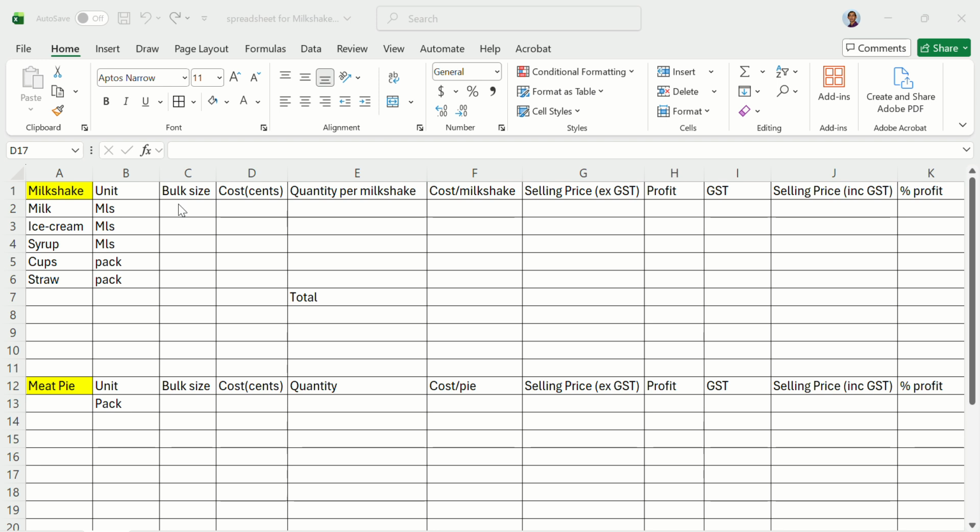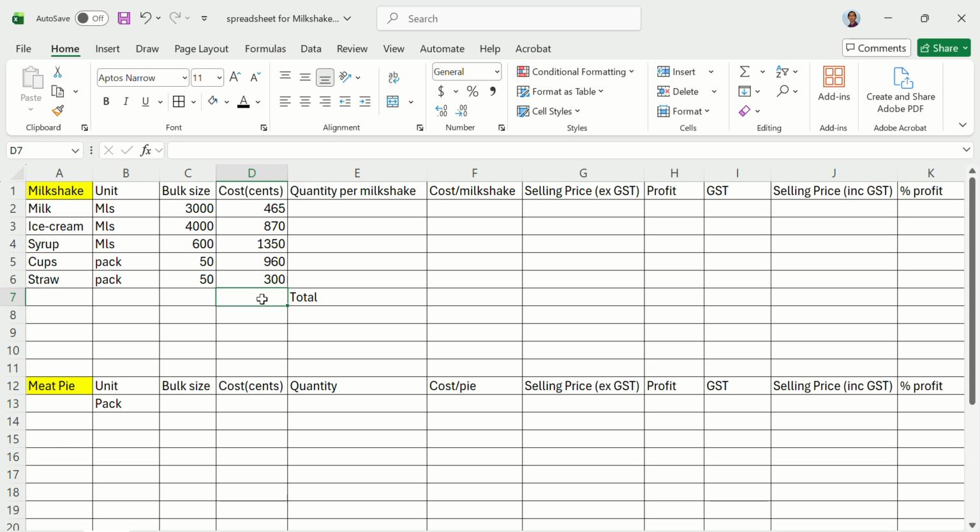What you'll need to do is go on Google and research the quantity of the bulk. In this case, it makes sense to buy things in bulk so you can save some money. So let's say you did some research and you found 3 liters of milk, 4 liters of ice cream, 600 mils of syrup, and all of these things. You did the research and found out that it costs that many cents. So in the end, we will convert our value to dollars.